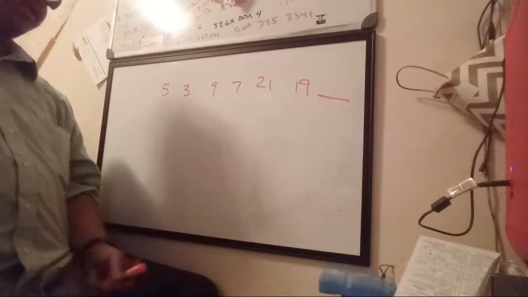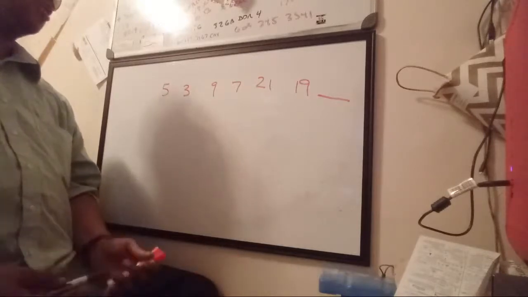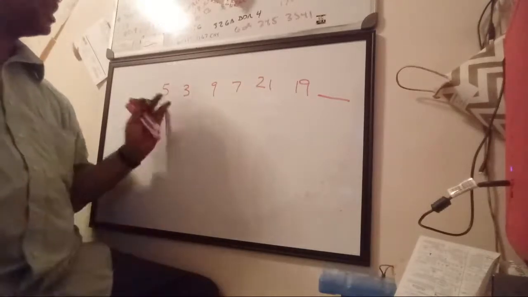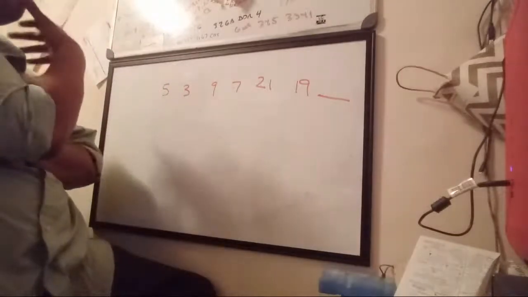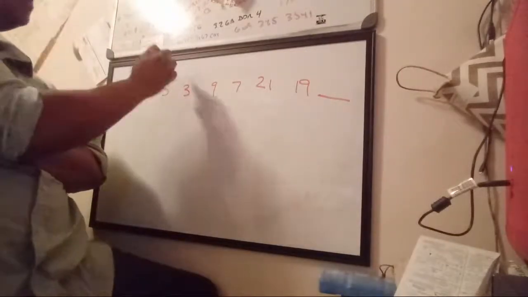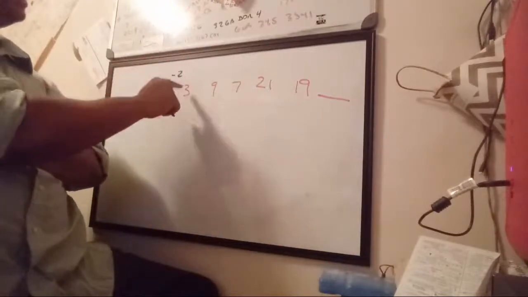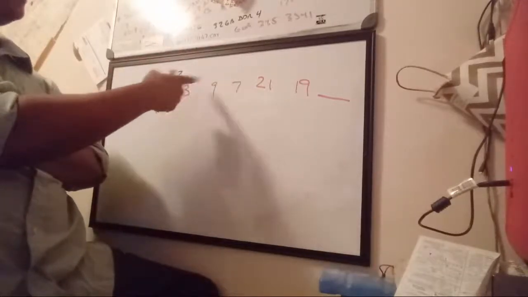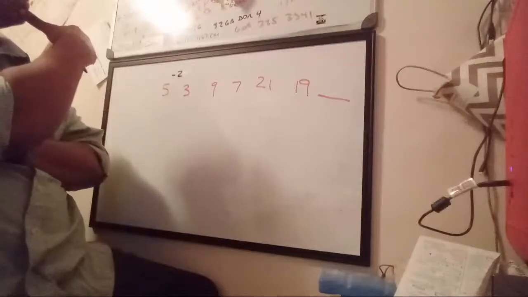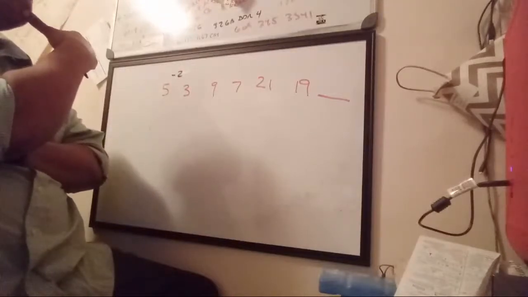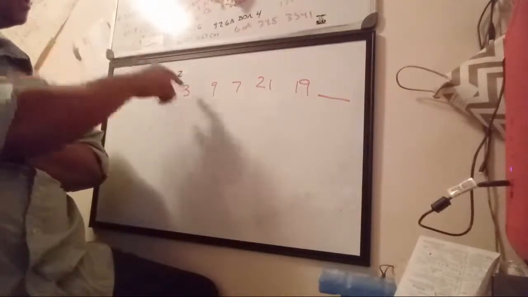So the common ratio is what I asked you guys to keep your eyes open for. How do we get from 5 to 3, Jasmine? Subtract 2. Subtract 2. Okay, that's a possibility. But it's got to work. It's got to keep working. All right. So 3 to 9.